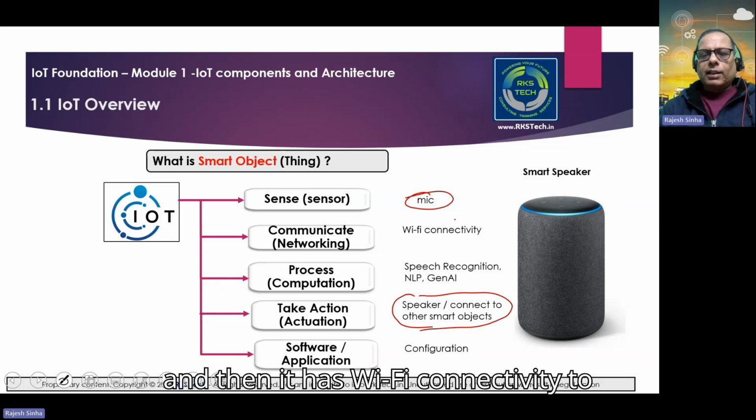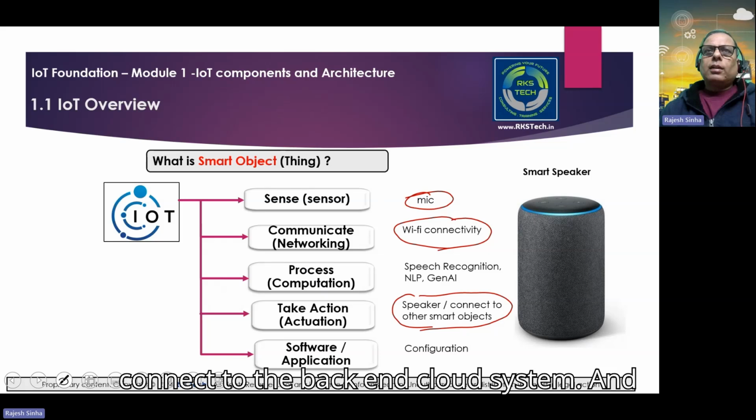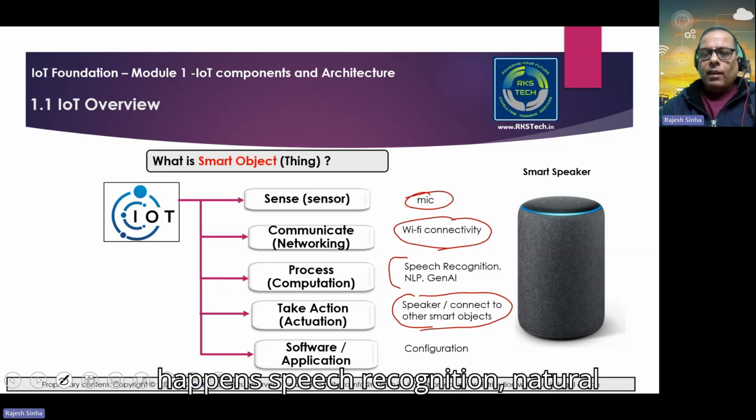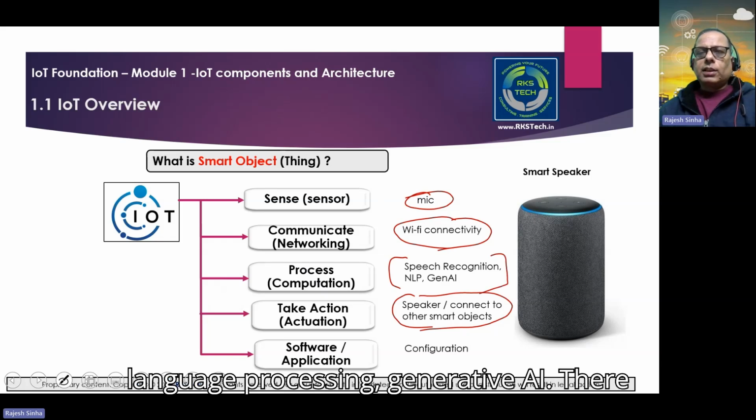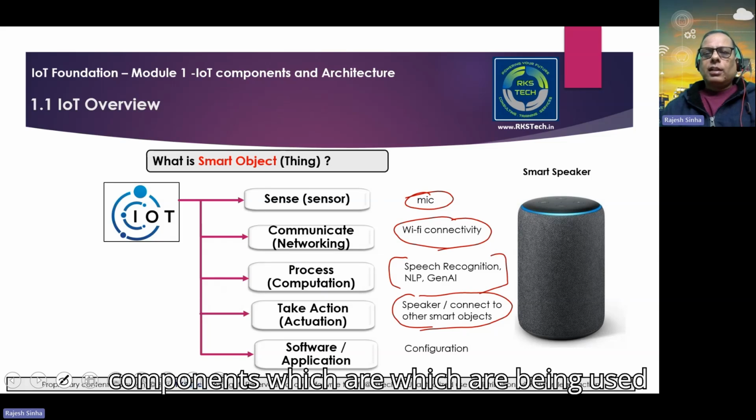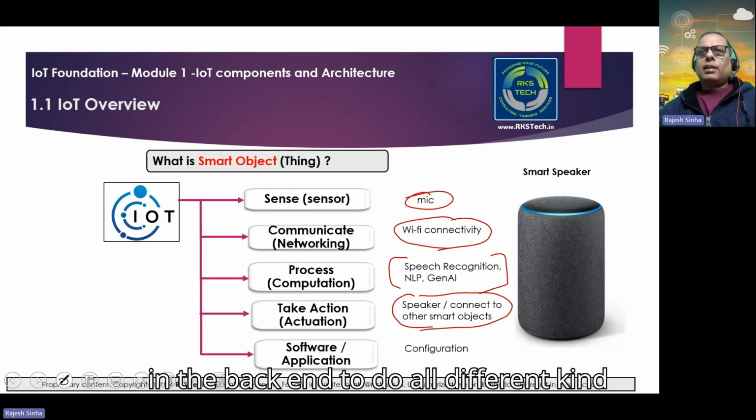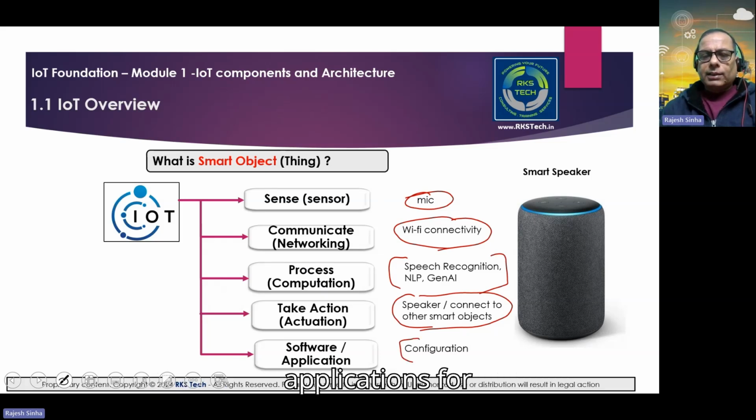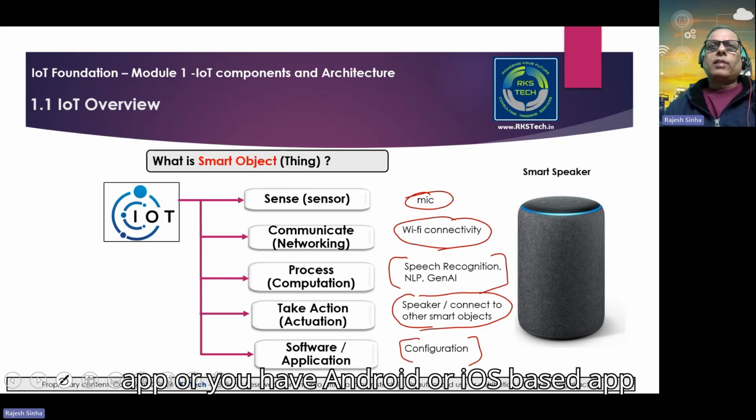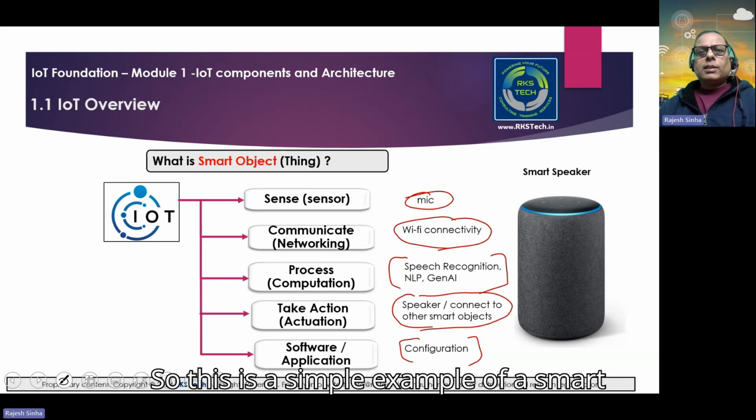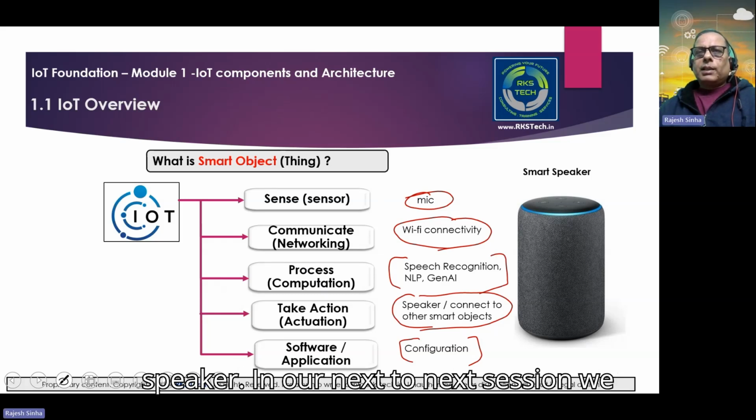And then it has Wi-Fi connectivity to connect to the backend cloud system. And then many computations happen, speech recognition, natural language processing, generative AI. There are many different kinds of AI software components being used in the backend to do all different kinds of processing. And we also have some applications for configuration. You have a browser based app, or an Android or iOS based app using which you can do the configuration. So this is a simple example of a smart speaker.